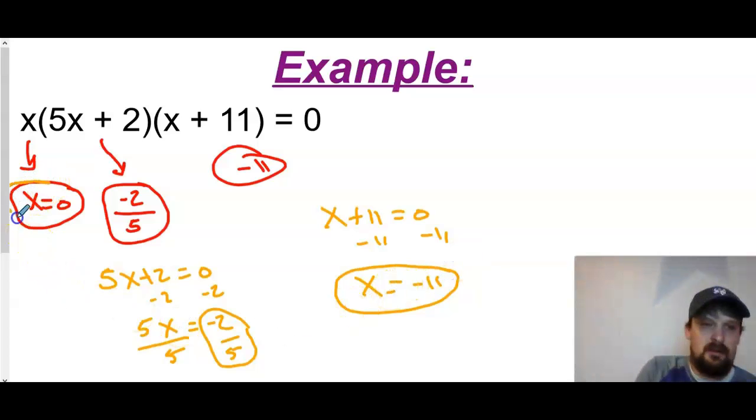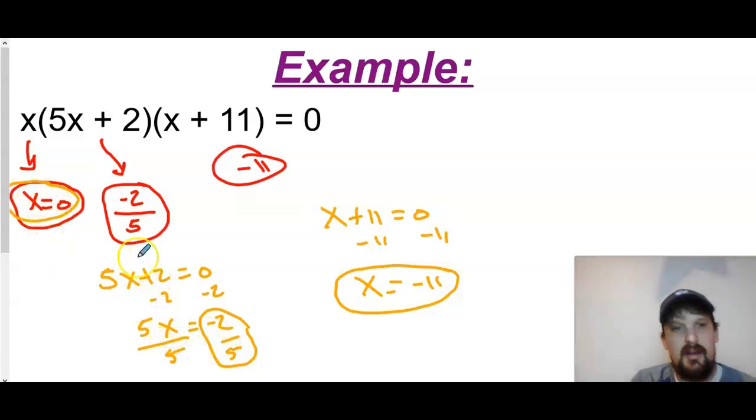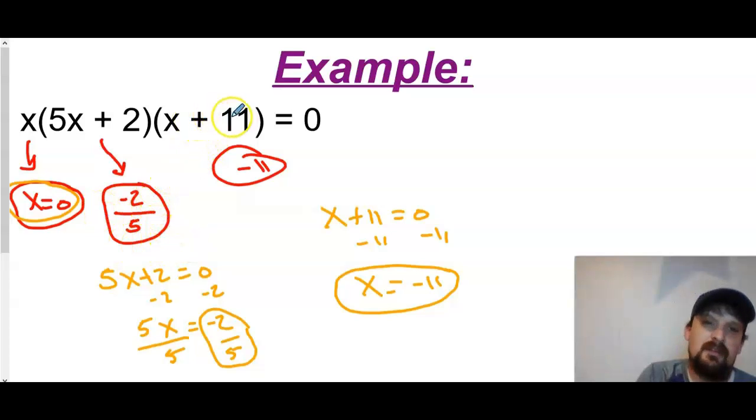So the x equals 0 came from this one, because I set this x equal to 0 and it was solved. Here, I set the 5x plus 2 equal to 0 and got negative 2/5. X plus 11 set equal to 0 and got negative 11. Because negative 11 plus 11 is 0. If you plugged in negative 2/5 right here and then times it by 5 and added 2, you get a 0. I think, yeah, hopefully you're getting the picture.